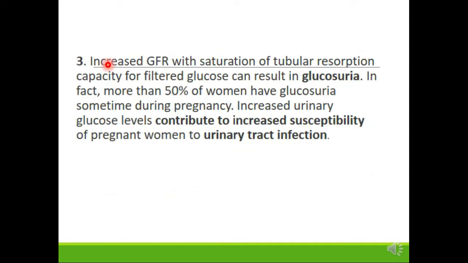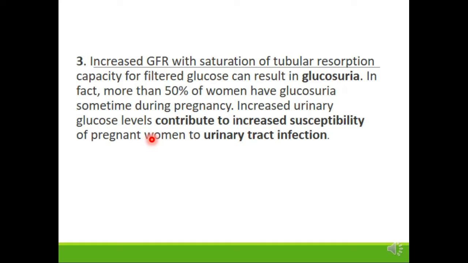Also, number 3 of the physiological changes in pregnancy related to the urinary system: we have an increase in the glomerular filtration rate with saturation of tubular resorption capacity for filtered glucose. This will lead to glucosuria. 50% of women have glucosuria sometime during pregnancy, and this will lead to increased susceptibility of pregnant women to urinary tract infection.